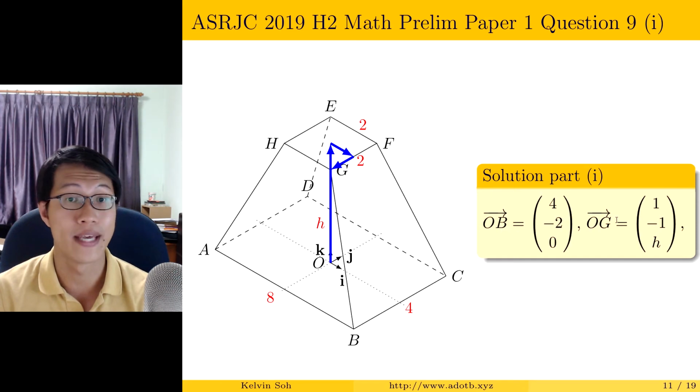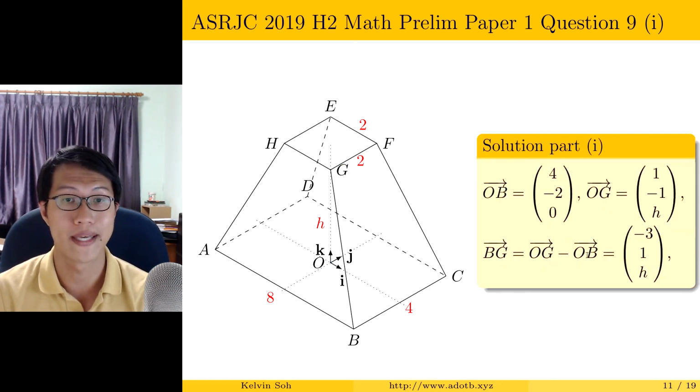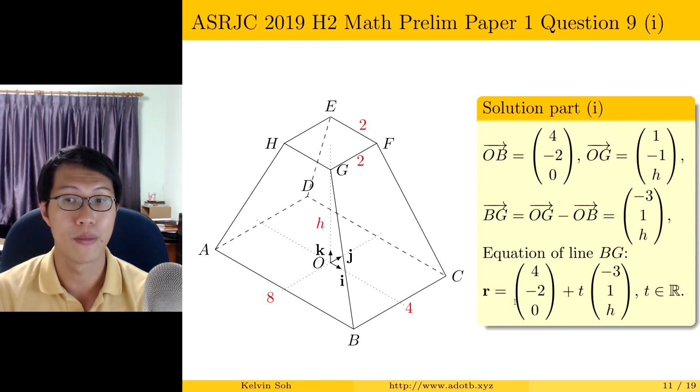After we get OB and OG, we can then form the equation of our line BG. First, we need the direction vector. The direction vector can be given by BG, which is OG minus OB. So this minus this gives us (-3, 1, h). So the equation of the line, r, will be equal to a point. We'll use OB as our point, (4, -2, 0), plus lambda, or t, of our direction vector, (-3, 1, h). We don't need to always use lambda for our constant; we can use t as well. And this answers part 1 of the question.